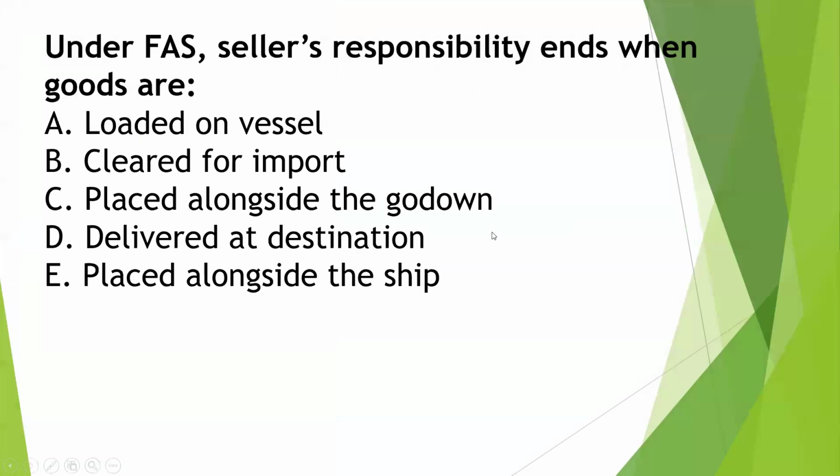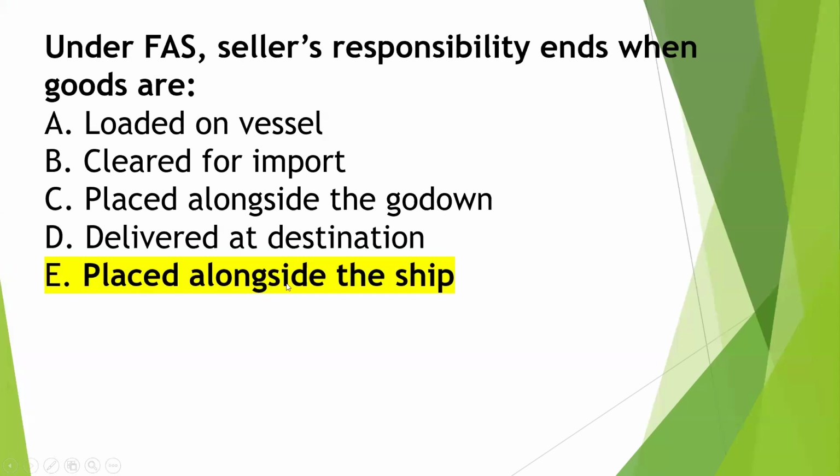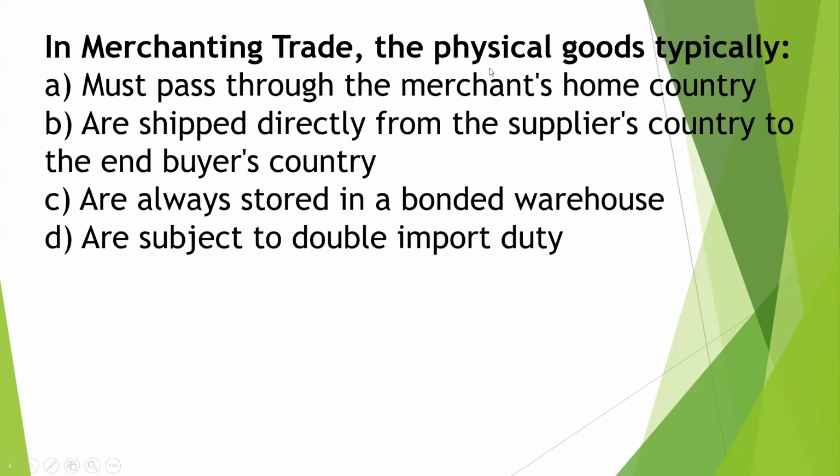Okay. So next question is under FAS. Seller's responsibility ends when goods are loaded on vessel, cleared for import, placed alongside the godown, delivered at destination, placed alongside the ship. So you have to tell the right answer. Let's see the correct answer. Right answer is E, placed alongside the ship. So FAS, free alongside ship. In this the goods are placed alongside, so as soon as the seller brings the goods next to the ship and keeps them, the seller's responsibility is finished. So this term is also very important, from here also many questions are the same.